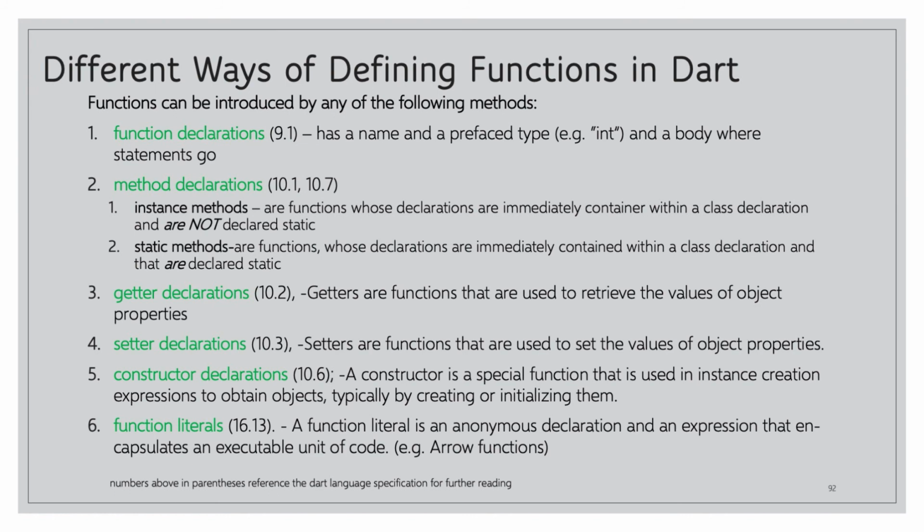Then we have function literals. We've already seen some arrow functions. Sometimes they're called lambda. Sometimes they're called fat arrows. And we're going to get to this. A function literal is an anonymous declaration and an expression that encapsulates an executable unit of code. They come in very handy and they're used a lot. So we're going to get to all of these.